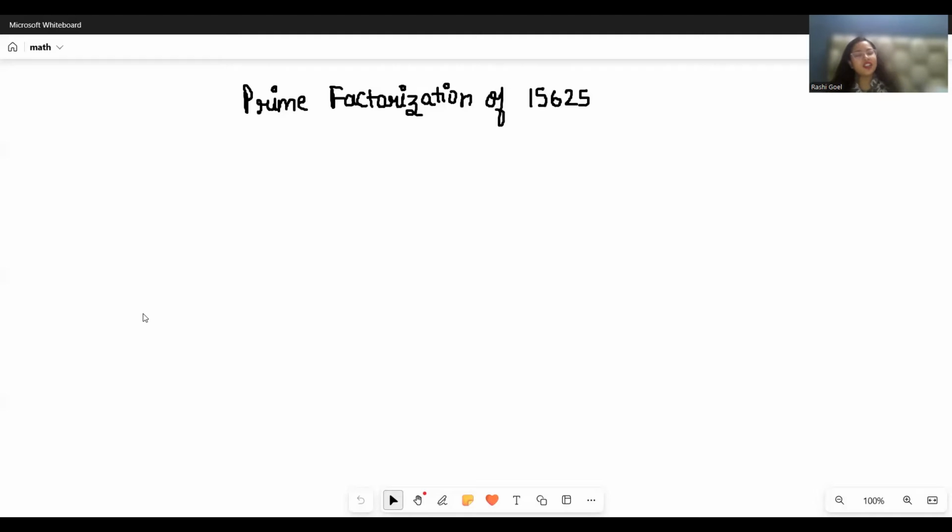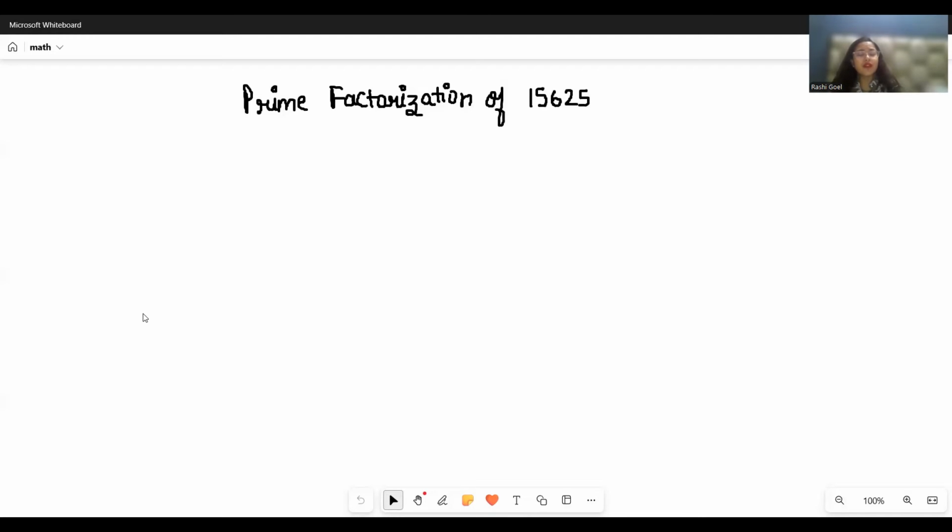Hey, here's a challenge. Can you break 15,625 down into its building blocks? That means the prime numbers that multiply to give 15,625. So stick around as we peel back the layers of 15,625 using the magic of prime factorization, and it is easier than it looks and way more satisfying.